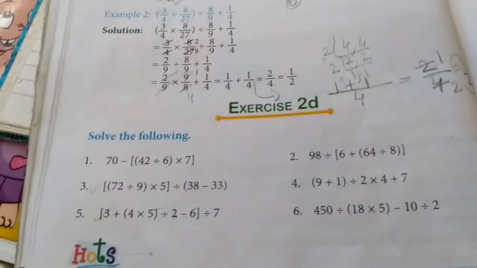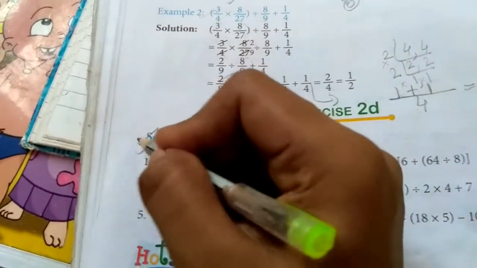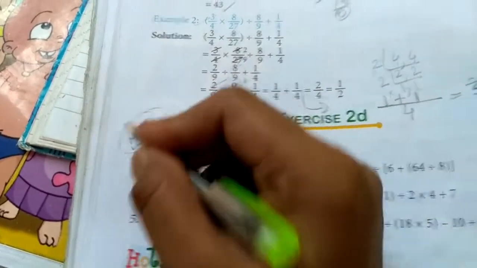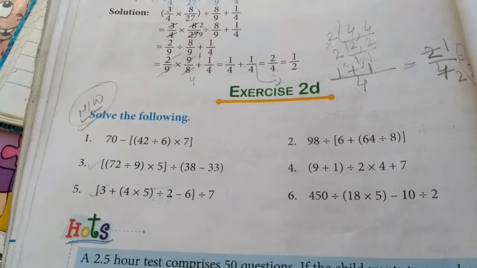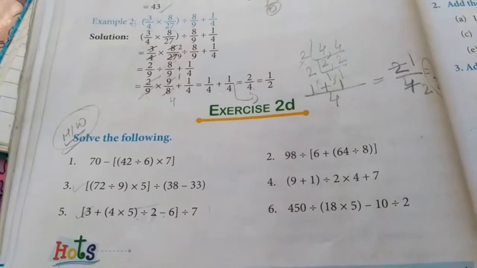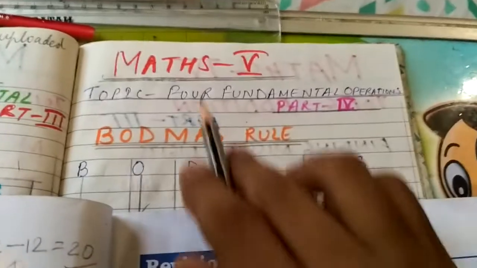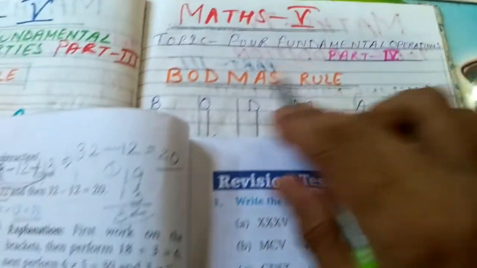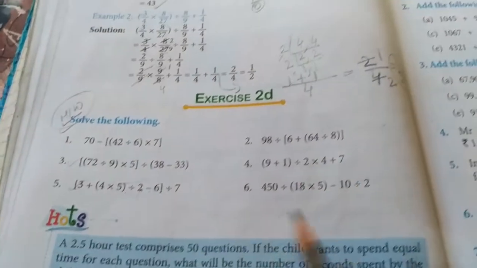Okay, so that's all for today's class. I am giving you this exercise as homework. Okay, try to solve these questions. It is exercise 2D. Try to solve these questions in your previous class maths notebook with proper date and day, with proper chapter number 2, that is chapter 4. The name of the chapter is Fundamental Operations. These are the questions based on the BODMAS rule, and these are the questions.